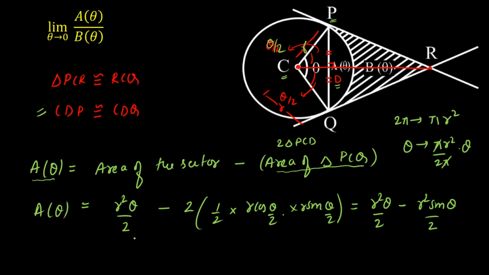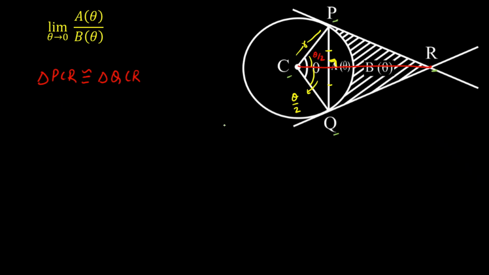Now in the next slide, I'm going to calculate b of theta. Once I get these two values, I'll calculate the limit. Now in the previous slide, I have calculated a of theta, that is the area function in terms of theta. Now I have to calculate b of theta in terms of theta. Once I get all these values, I'll get the value of the limit.